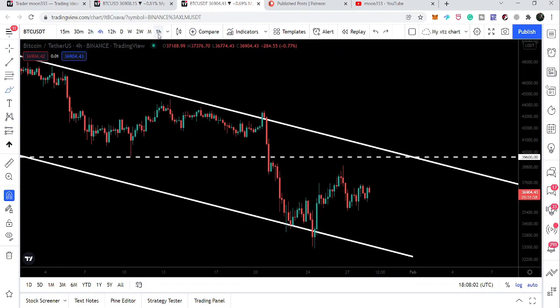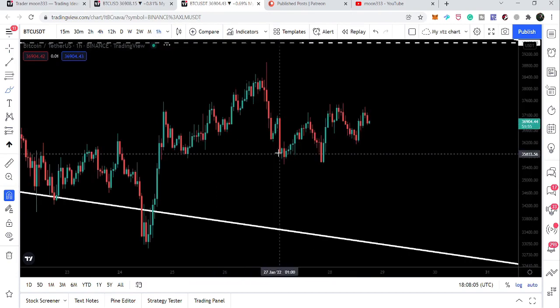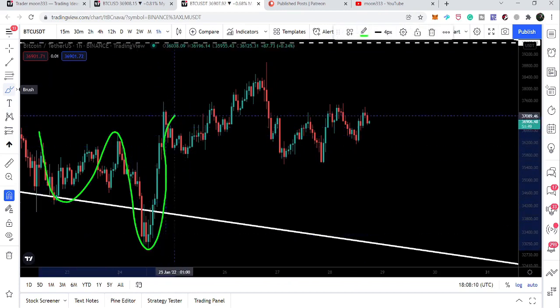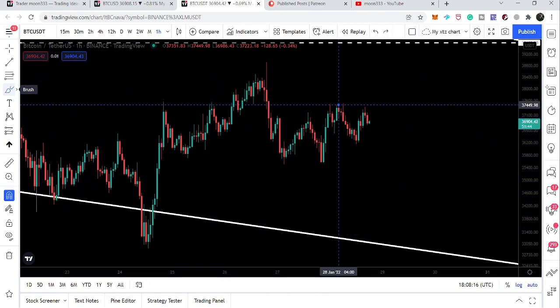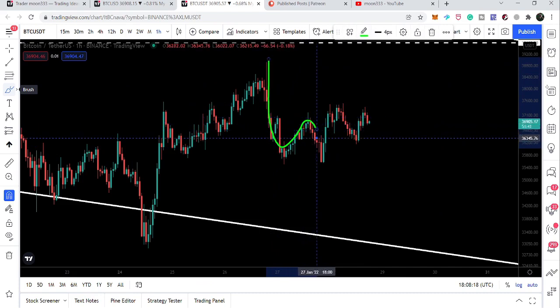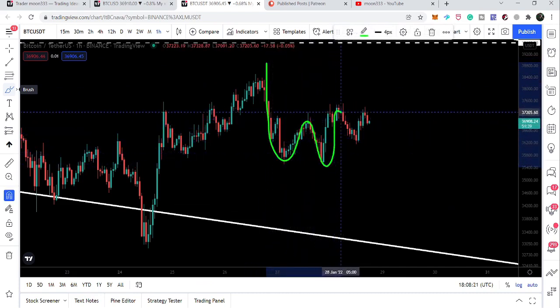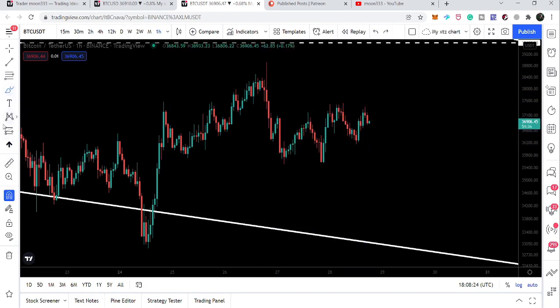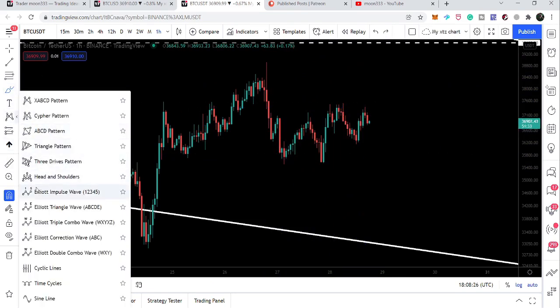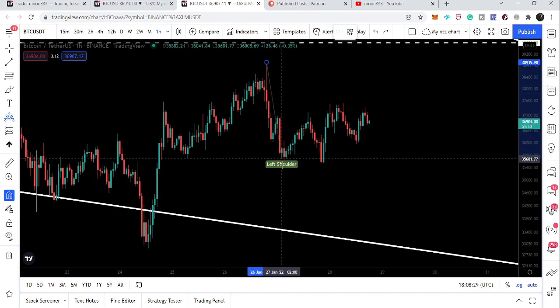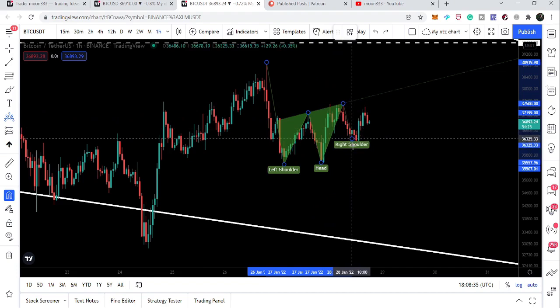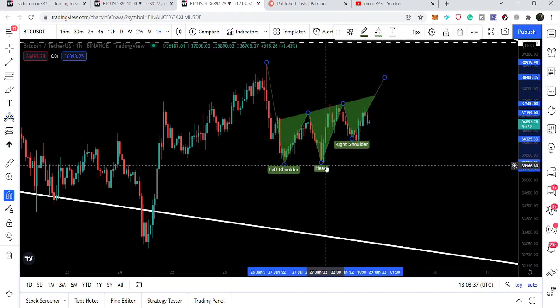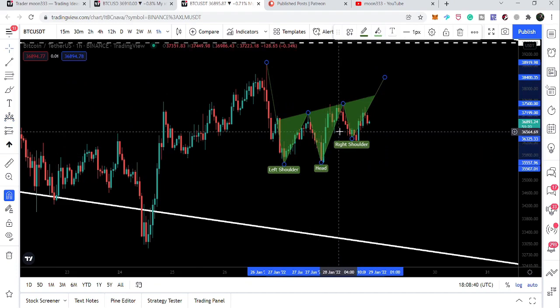Now, if we switch to a smaller time frame, like the hourly time frame, we can see that here we have a big head and shoulder that I was showing you, and this is the right shoulder. But on the hourly time frame, we have another head and shoulder formation. This is the left shoulder, here we have the head, and here we have the right shoulder. If I place the head and shoulder pattern, it will be more visible for you. The left shoulder is smaller than the head, therefore this is a head and shoulder pattern formation.